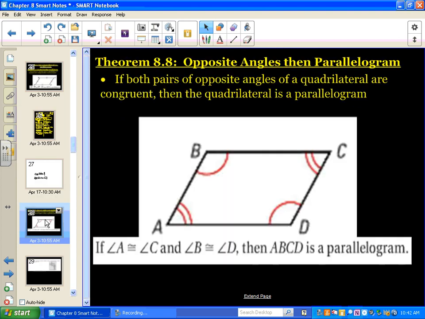Theorem 8.8. Yes. All the converses prove lines parallel. Here's the opposite angles converse. It says if both pairs of opposite angles of a quadrilateral are congruent, then the quadrilateral is a parallelogram.